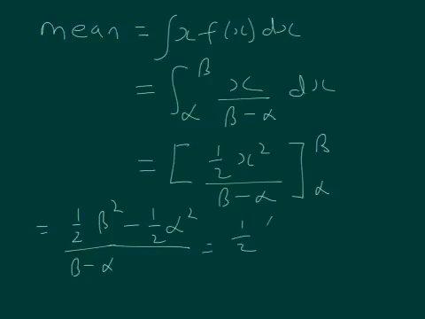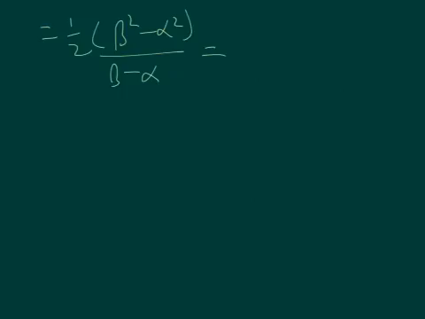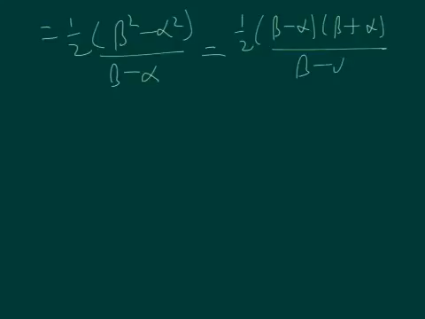So a half is a factor, and then beta squared minus alpha squared is beta plus alpha times beta minus alpha. So we can write that as a half, beta minus alpha times beta plus alpha, because that's beta squared minus alpha squared, and then over beta minus alpha. The beta minus alphas cancel out, and we get a half beta plus alpha. Now, although this formula is in the formula book, you could possibly get asked to prove it. The proof of this is in the syllabus, so you need to know this.